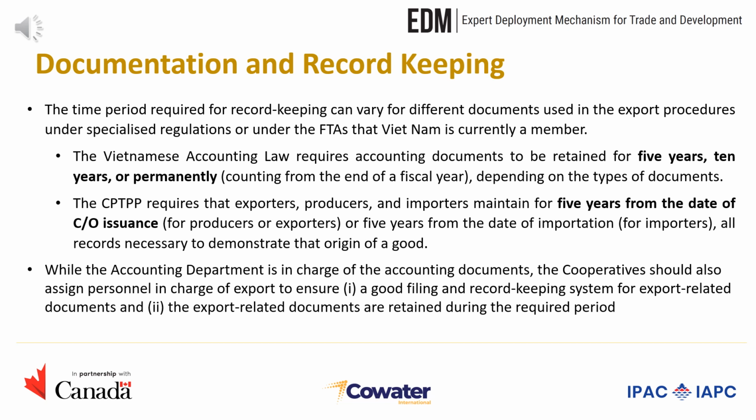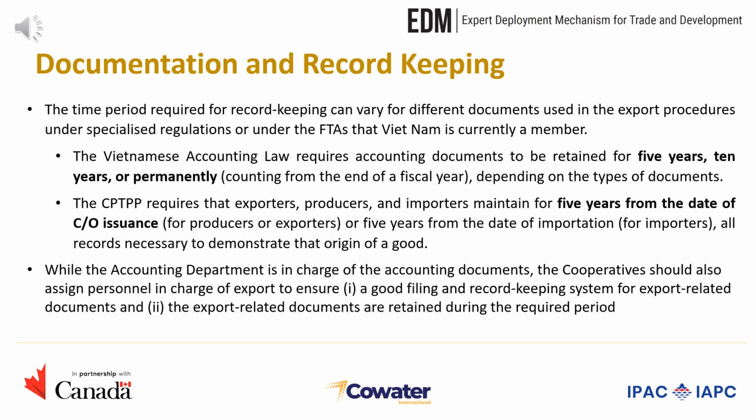For example, the Comprehensive and Progressive Agreement for Trans-Pacific Partnership requires that exporters, producers, and importers maintain all records necessary to demonstrate that a good for which the exporter or producer provided a certification of origin is originating. For producers and exporters, these records have to be maintained for a period of no less than 5 years from the date the certification of origin was issued. For importers, the timeline is 5 years from the date of importation of the goods.